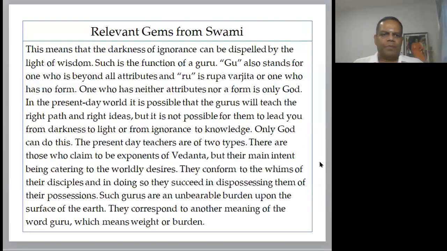Okay. Yeah. There are those who claim to be exponents of Veda, but their main intent being catering to the worldly desires. They conform to the whims of their disciples, and in doing so, they succeed in dispossessing them of their possessions. Such gurus are an unbearable burden upon the surface of the earth. They correspond to another meaning of the word guru, which means.